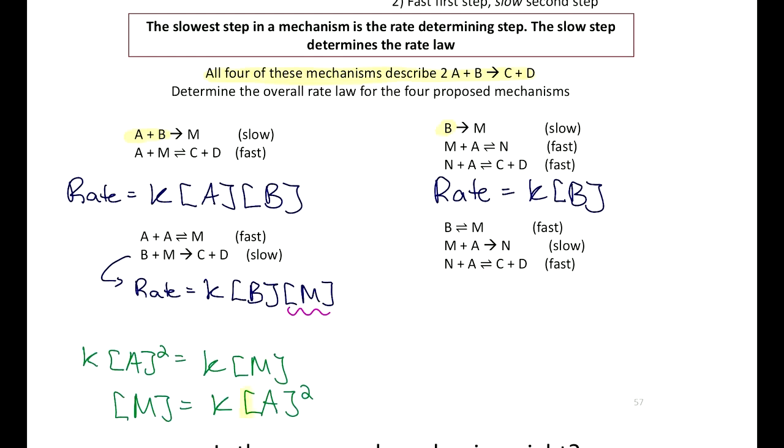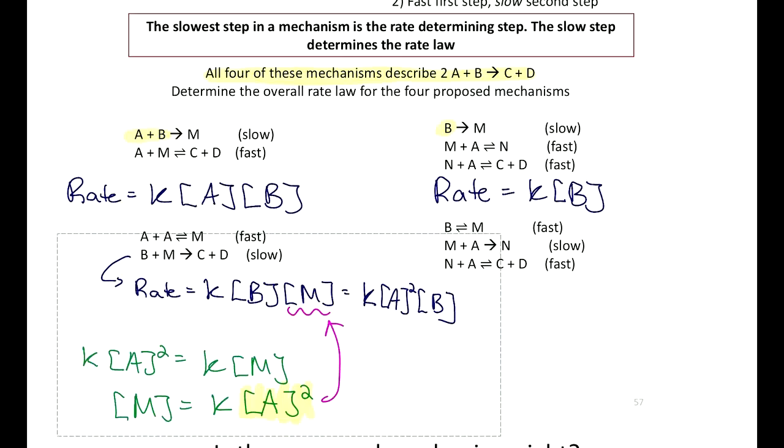And we can plug A squared in for the intermediate that we're not allowed to have. And so we can see that the rate law is a k overall times A concentration squared times B concentration squared. And there we go. That's it. All right, so let's do the last one. This one actually is different, I think.